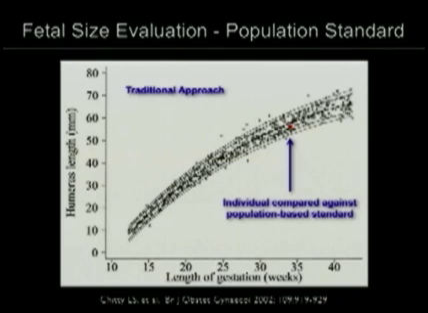So the third area where fractional limb volume can help is as a growth parameter, and the traditional approach has been, for instance, if you take a humerus length on the y-axis and the length of gestation on the x-axis, we have a range of normal values, and we plot an individual compared against a population-based standard. Now, we know from the previous slides I showed you that it depends on which population you use as to how you interpret the dot or individual against the population-based standard. And that is the traditional approach.